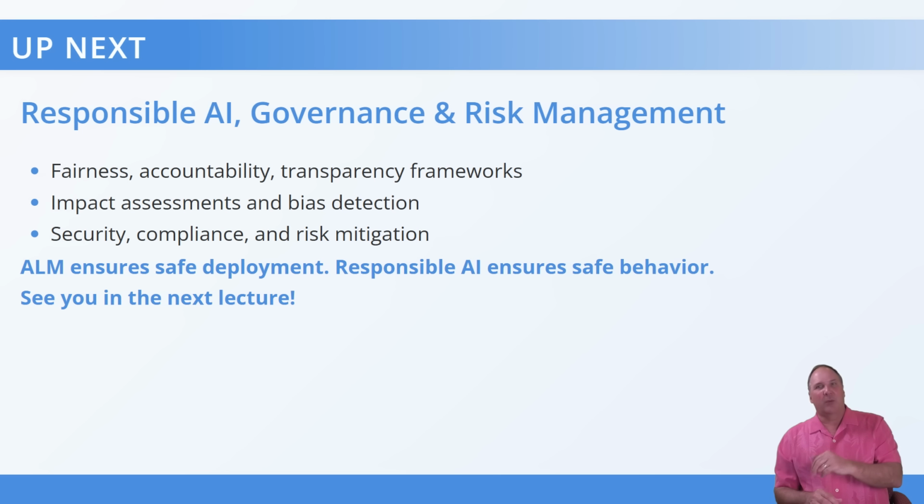In our next lecture, we're going to talk about responsible AI, governance, and risk management. We'll cover fairness, accountability, transparency, frameworks, impact assessments, bias detection, and security compliance. ALM ensures safe deployment. Responsible AI ensures safe behavior.